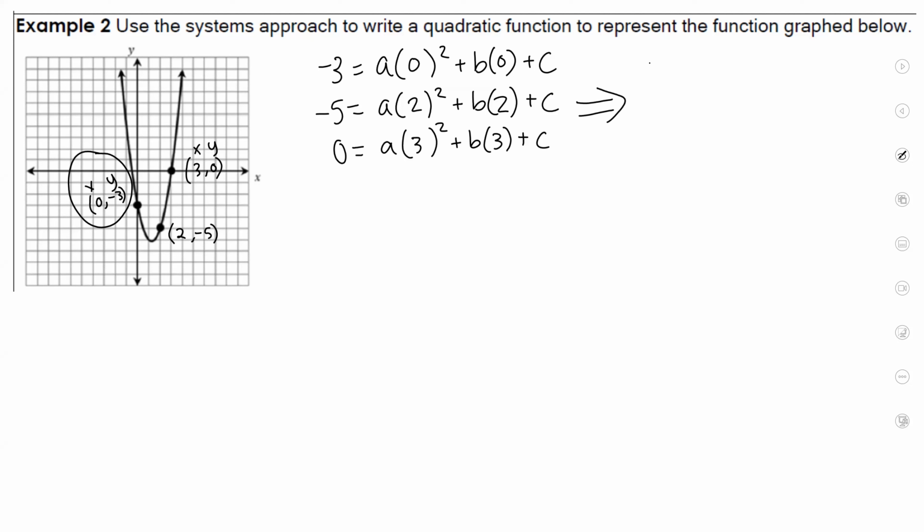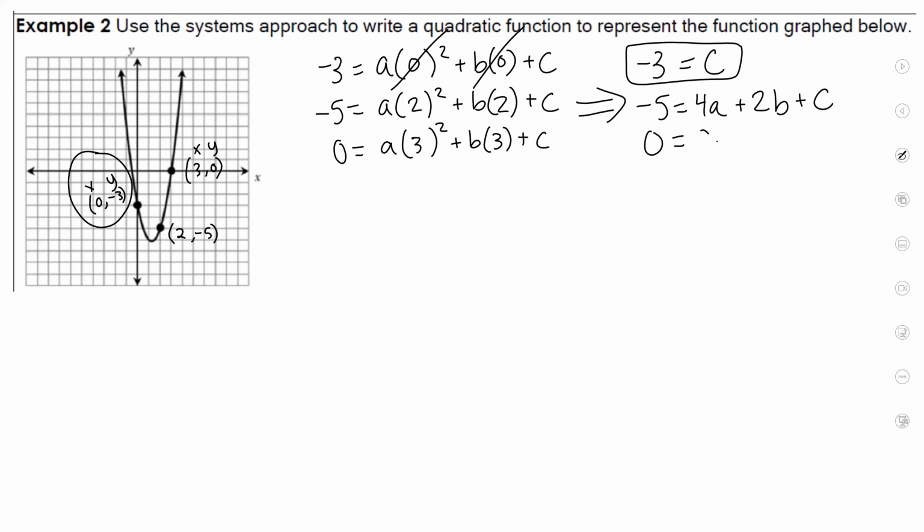This will become -3 equals, that's 0, that's 0. Oh, we found what c is equal to. Now the next one, let's simplify it. -5 equals 2 squared is 4a, plus 2b, or b times 2 is just 2b, plus c. And then the next one, I have 0 equals 3 squared is 9a plus 3b plus c. And guys, what did we just say c was? -3. So I'm going to erase these c's, and I'm just going to put -3's there. That's what they said it was.